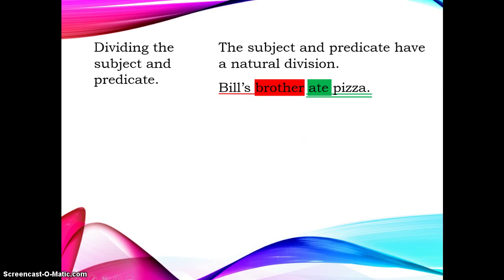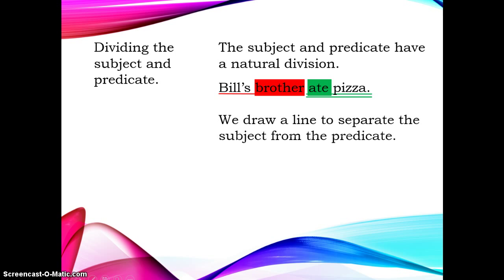Then we found that Bill's brother all works together as the complete subject, and we indicated that with a single underline. Finally, we're going to divide them with a vertical line. We draw a line to separate the subject from the predicate and to see that all the words in the subject work together on one side and all the words of the predicate work together on the other.